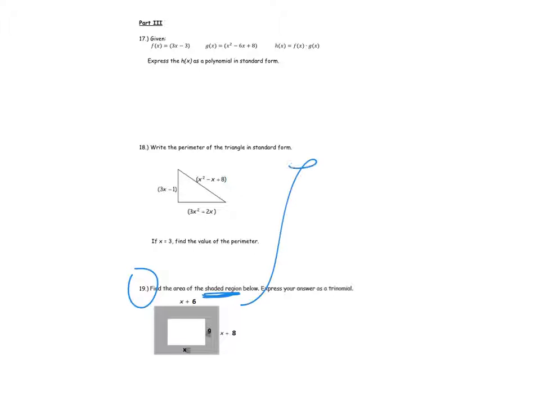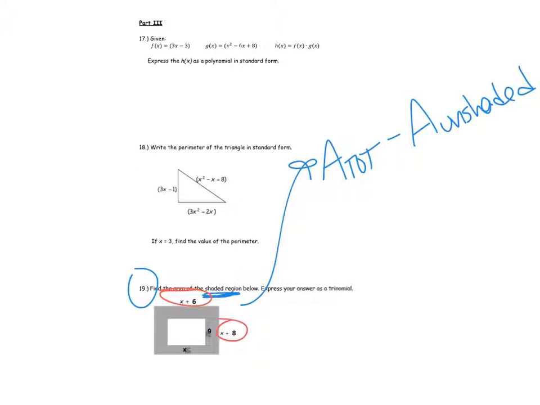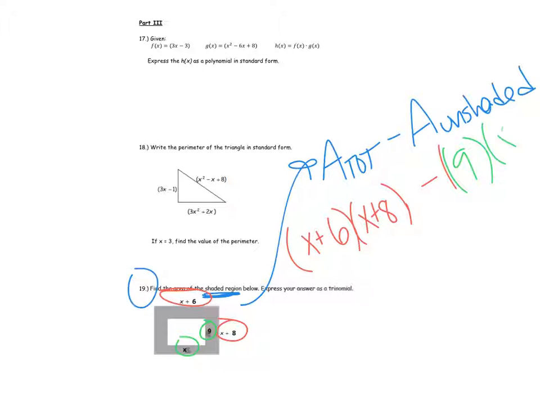So I'm going to need to find the total area. I'm going to have to subtract that out from the area that's unshaded, because I can break this up piece by piece. So the total area, well, that's going to be x plus 6 times x plus 8, because area is length times width. So I'm going to be multiplying those. And I'll be subtracting that by 9 times x.